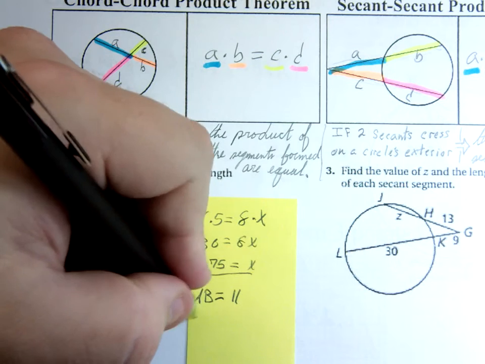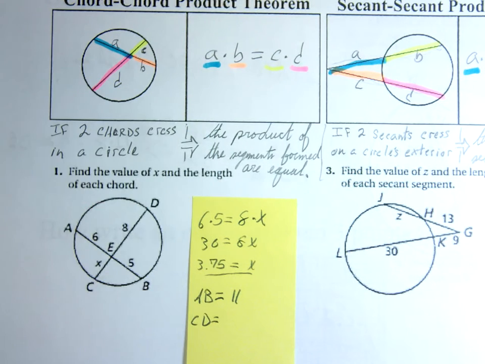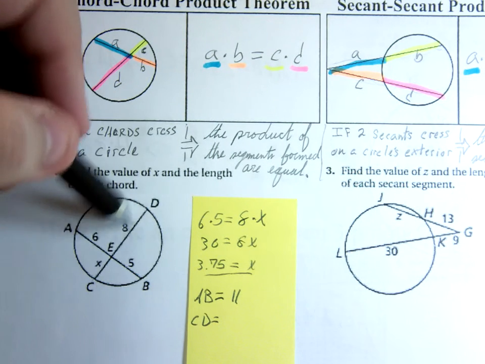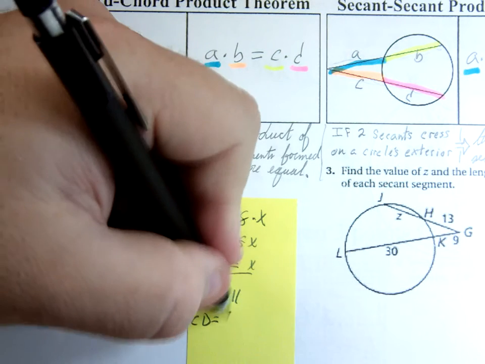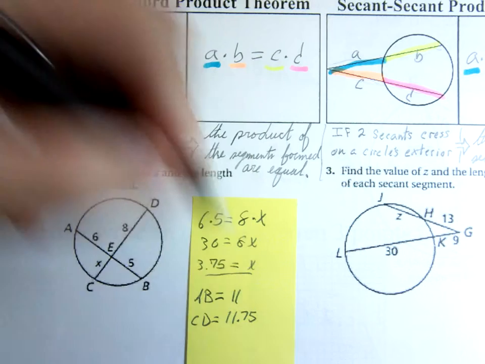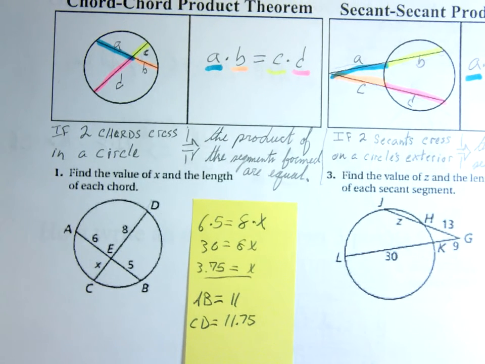Okay, and then CD is how long? 7.5. CD is 7.5? Oh, 11.75. Okay. Had a small hiccup there. We got it though. So the chord product theorem, easiest theorem, yeah?